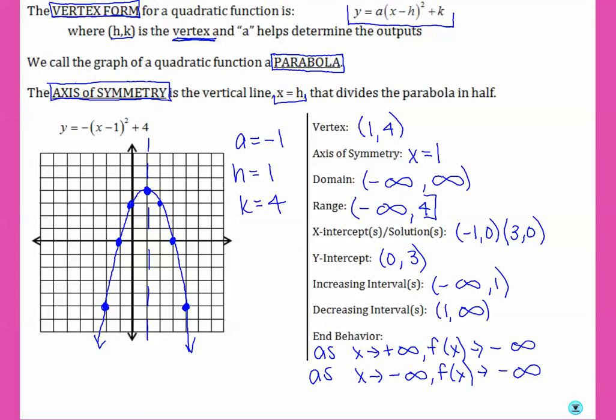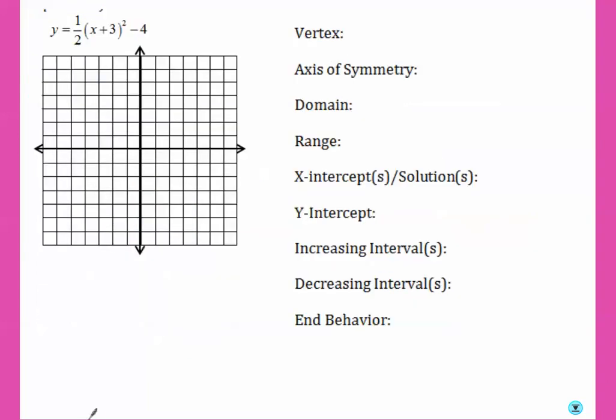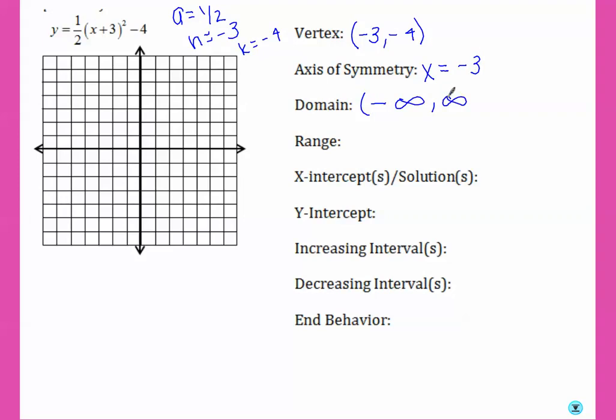Let's look at another example. Here, a is 1/2, h is -3, and k is -4. This means our vertex is at (-3, -4). The axis of symmetry is at x equals -3. Our domain will always be negative infinity to infinity.